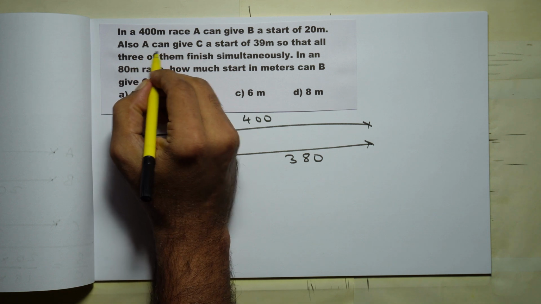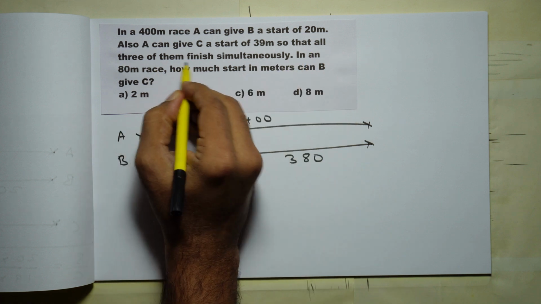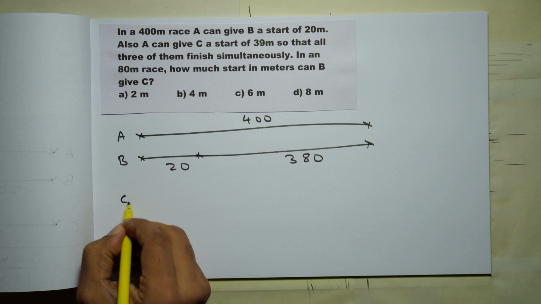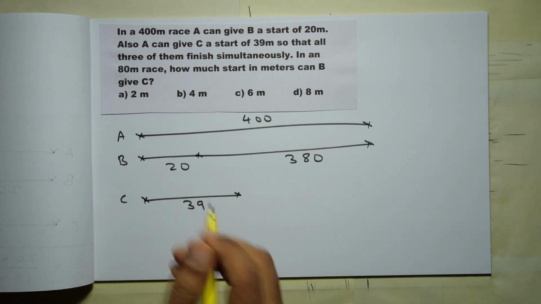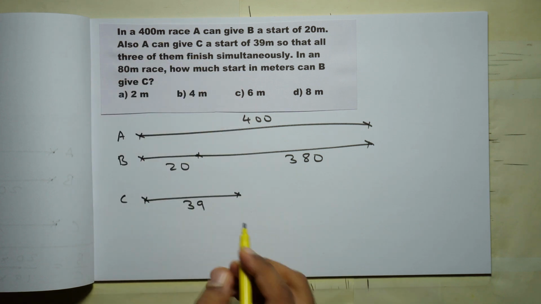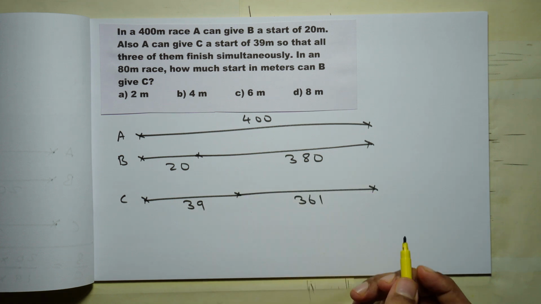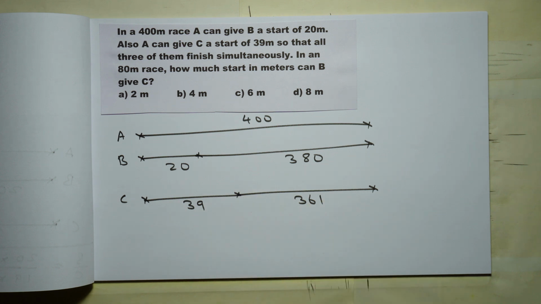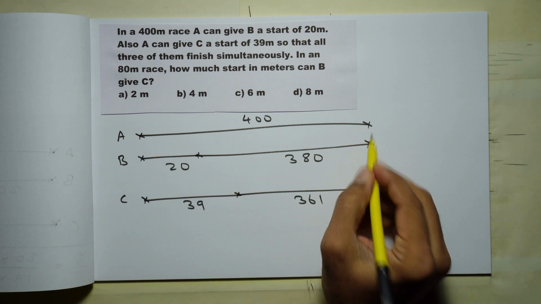Also, it is mentioned A can give C a start of 39 meters so that all three of them finish simultaneously. In the same race, A will allow C to run for 39 meters. Altogether, it's a 400-meter race. C has already done 39 meters, so remaining distance is 361 meters. And when C does this remaining 361 meters, in that much time, A will do the full 400 and they will finish simultaneously.